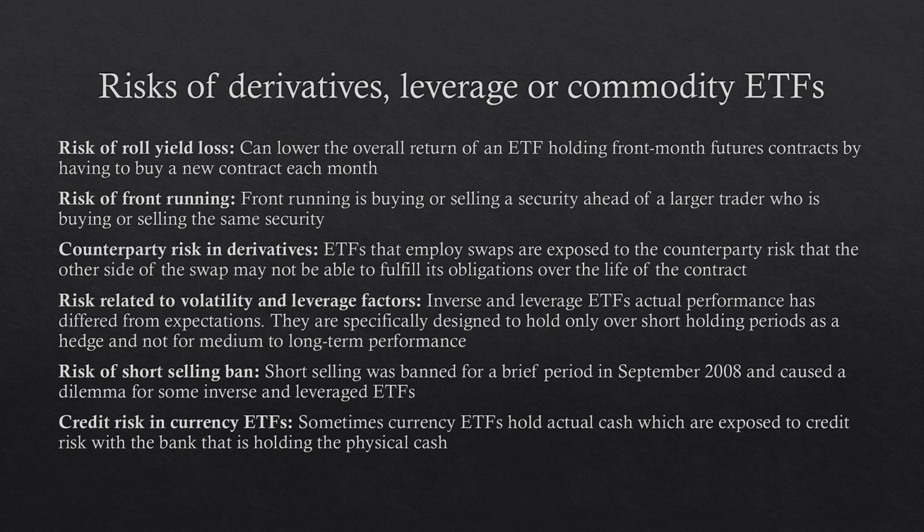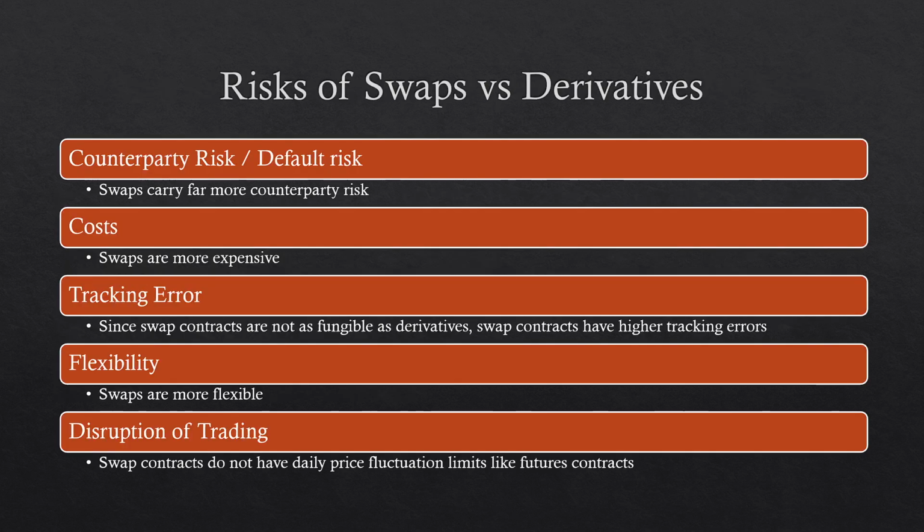There is the risk of short selling bans. Short selling was banned for a brief period in September 2008, and it did cause a dilemma for some inverse and leverage ETFs. There's credit risk in currency ETFs as well. So sometimes currency ETFs hold actual cash, which is exposed to credit risk with the bank that is holding that physical cash. Now, risks of swaps versus derivatives.